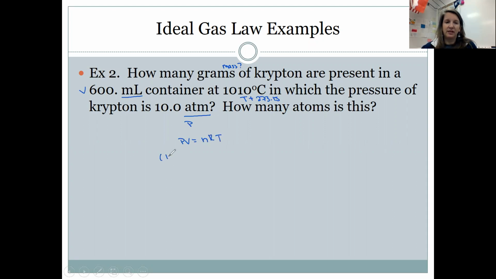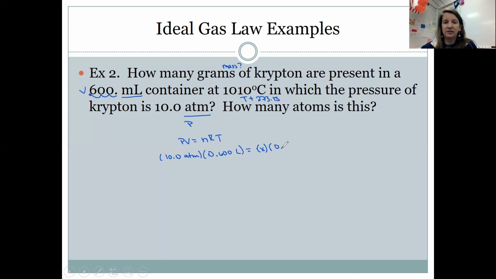So my pressure is 10.0 atmospheres. My volume, because it gave me my volume in milliliters, I have to convert that to liters by moving my decimal point 3 times to the left. So that's going to be 0.600. I'm going to be solving for my moles. That's my X, because I'm looking for grams and I can go from moles to grams.